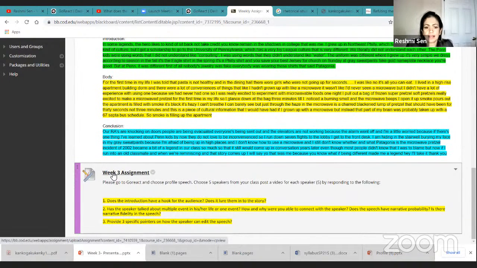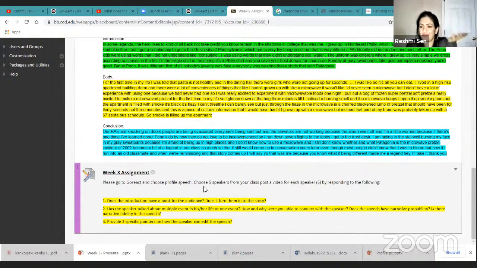So week 3, what you have to do, as we discussed, you need to go to Go React and choose 5 speakers from your class. Any 5 speakers, whoever you want to choose, that choice is yours, but you have to choose 5 of them. And you have to respond to their profile speech that they have posted on Go React. And once you've decided who you're going to provide feedback to, these are the prompts that you're going to have in your mind when you're responding to them.